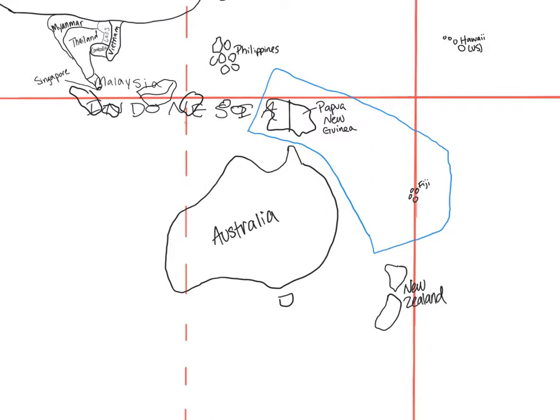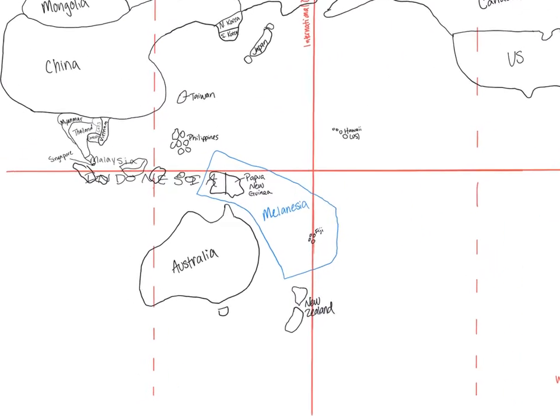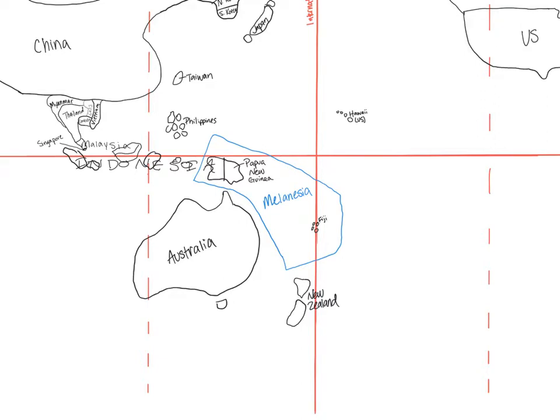Oh, I guess we should label that. Oops, I'm going to do it in blue. Melanesia. Okay. I'm going to zoom out because we're going to get kind of big here. Okay. So Melanesia is right there.